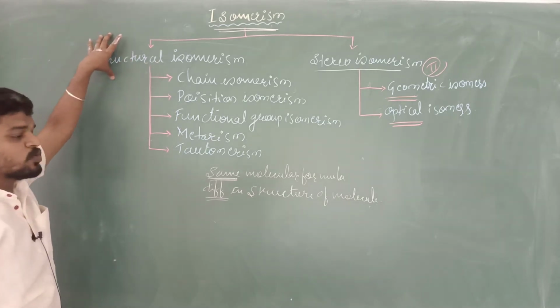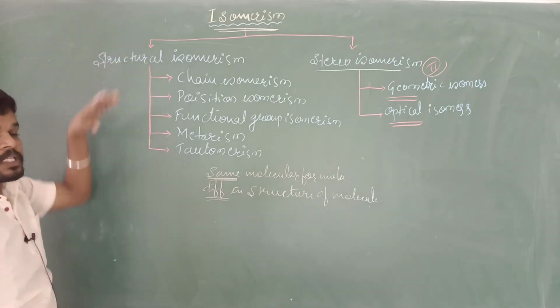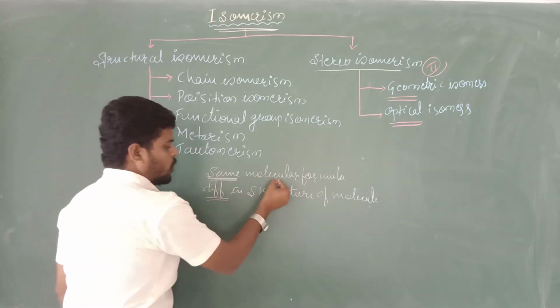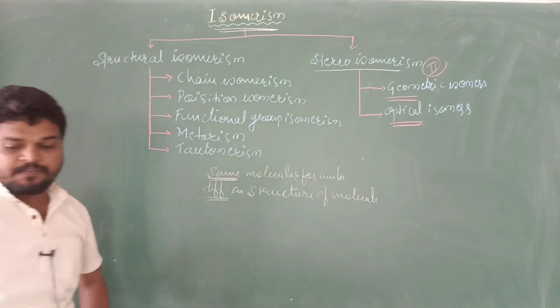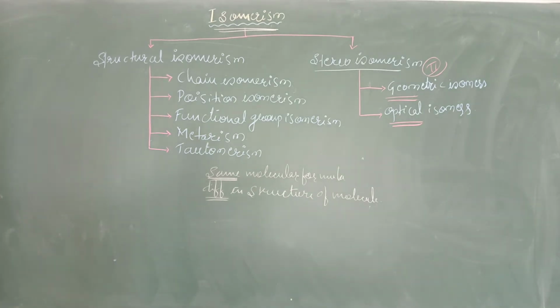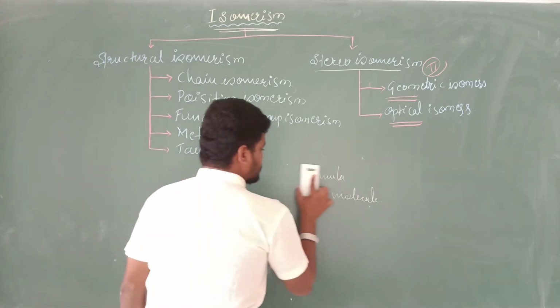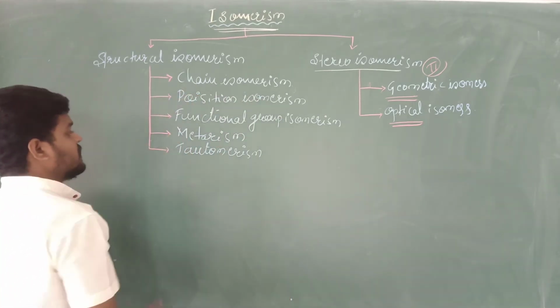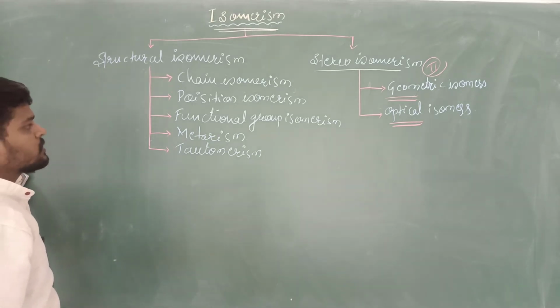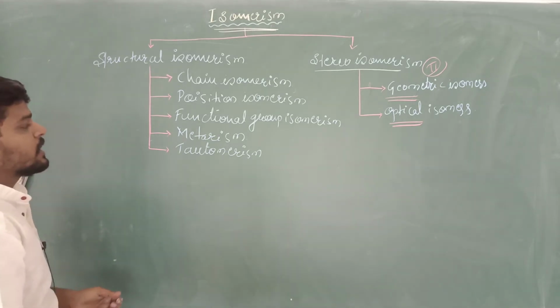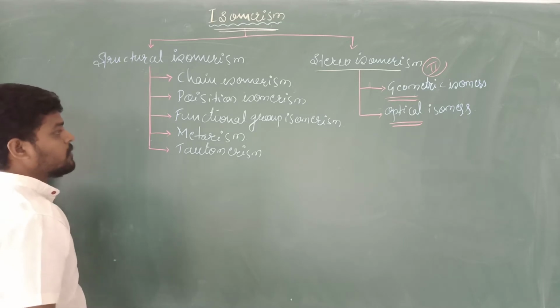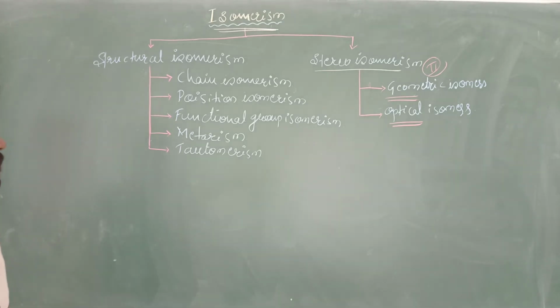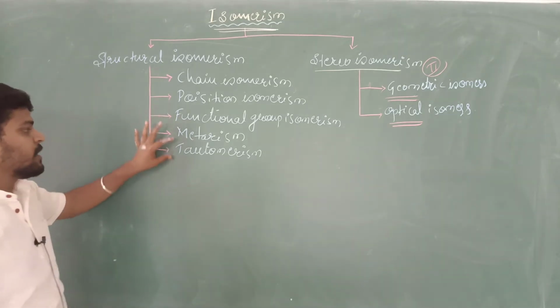Structural isomers are the isomers where the compounds having the same molecular formula but differing in structural formula are called structural isomers. The structural isomers are mainly divided into these 5 categories. One is chain isomerism, second one is position isomerism, third one is functional isomerism, fourth one metamerism, and the last one is tautomerism.